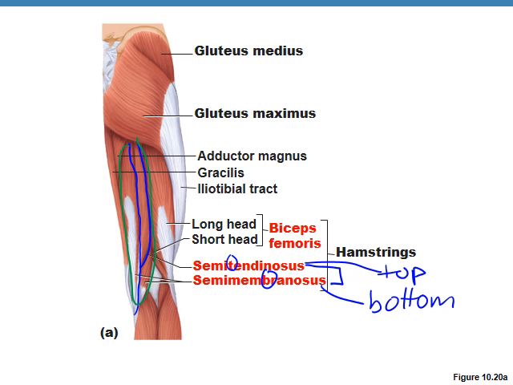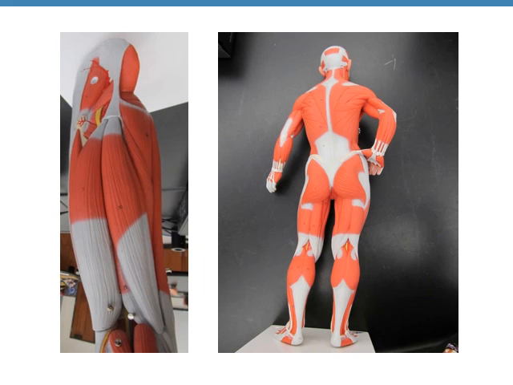All three of these are going to aid with flexion at the knee and extension of the hip. The biceps femoris that's on the lateral side is going to help you rotate the leg laterally. And then these two muscles, the semitendinosus and semimembranosus, since they're medial, they're going to help you rotate the leg back to the medial side.